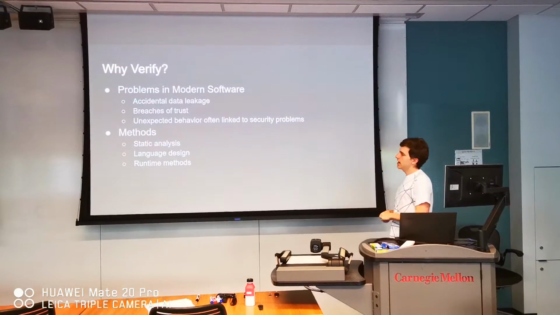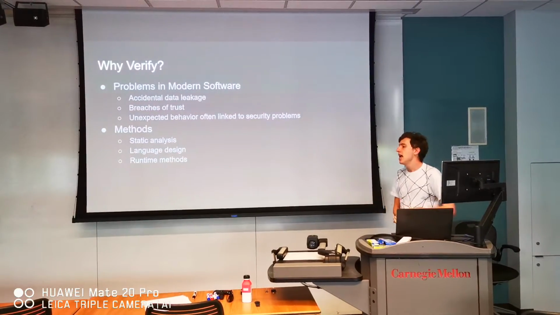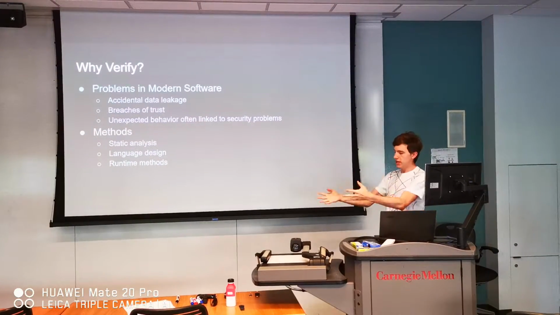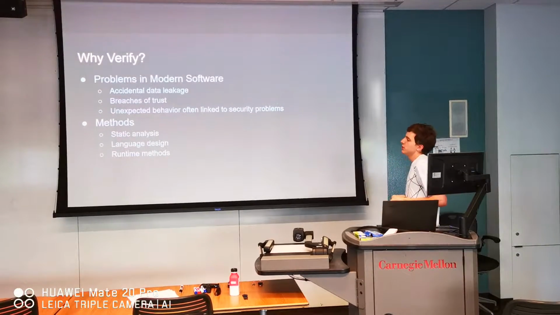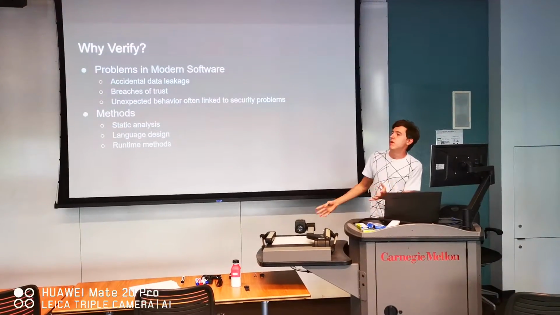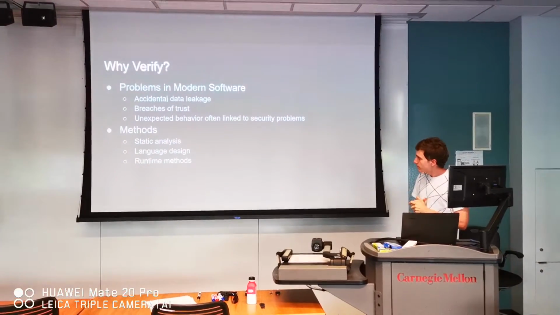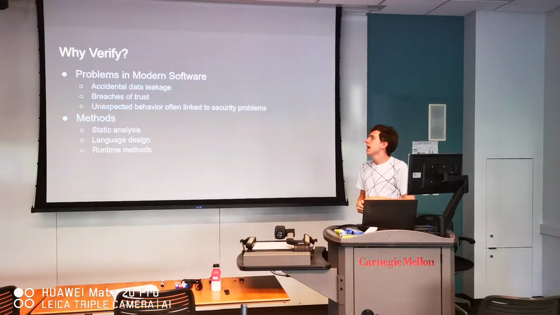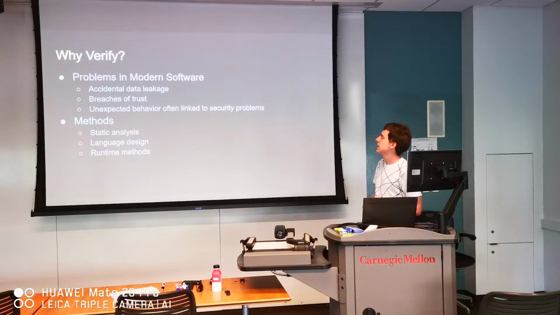Another issue is that we have breaches of trust, meaning if I give you my data, I trust you with it, and I think that you're going to do certain things with it. For example, if I give you my GPS location because I want you to use a map, then I trust that you're not going to use it for other purposes. Sometimes that is not the case, and it would be nice if we could prove that the software that's running on someone else's computer actually is the software that we think is running.